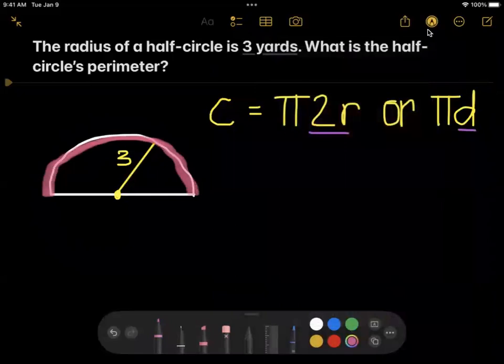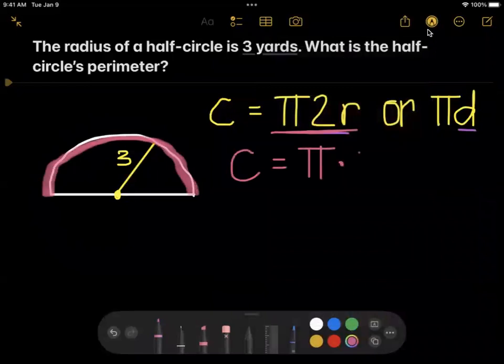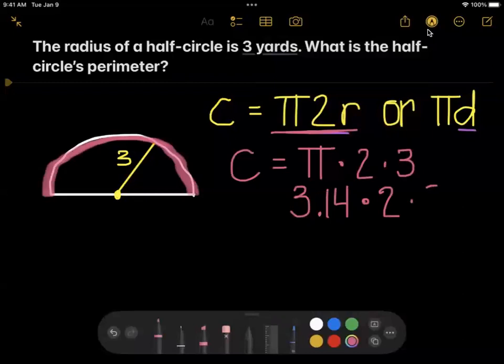Okay, since we have the radius, we'll use the radius formula. Circumference equals pi times 2 times 3, because that's the radius. Instead of pi, I'm going to use 3.14. So I'm going to take 3.14, multiply that by 2, and that by 3. Well, I know 2 times 3 is 6. So what I really need to do is 3.14 times 6. Now that will give me the circumference as if this was a whole circle. So let's do that. 3.14 times 6.